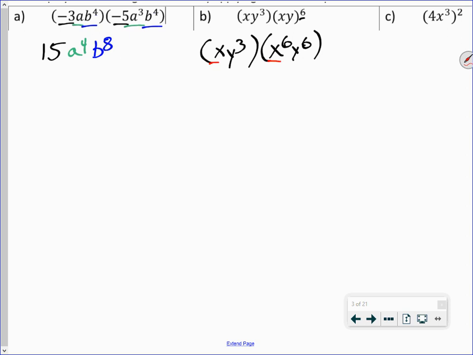Then we multiply numbers that have the same base. Let's change my coloring there. And there's your final answer. So this last one, once again, this squared is outside the parentheses. So I have to square everything inside the parentheses, and we're raising a power to a power. So this will be 16x to the 6th.